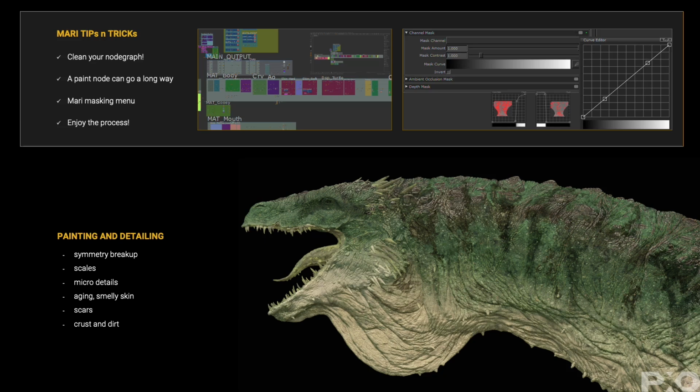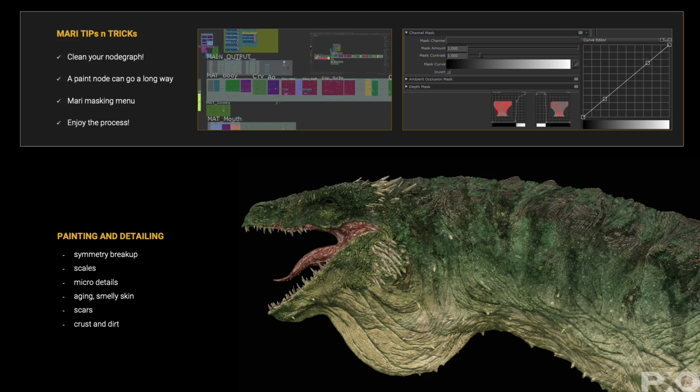Because for me, if I'm painting, I want to paint, and I don't want to switch from one layer to the other, because I know that the result will be worse, because I'm always getting interrupted: okay, I need to change. If it's on the same paint node, I know I can work better.